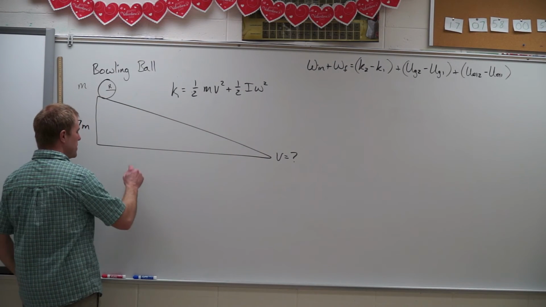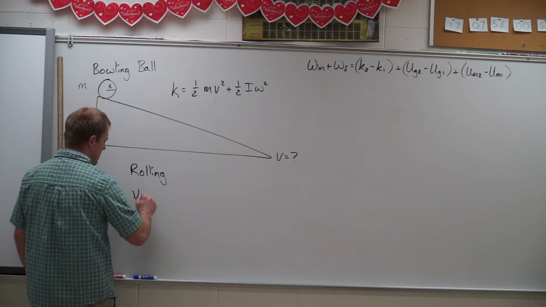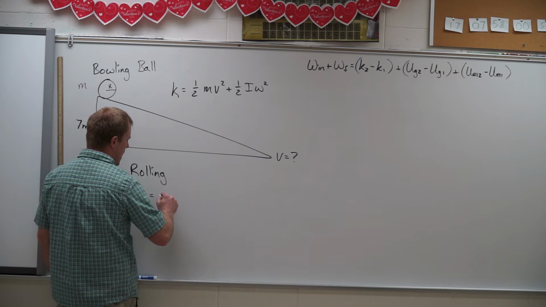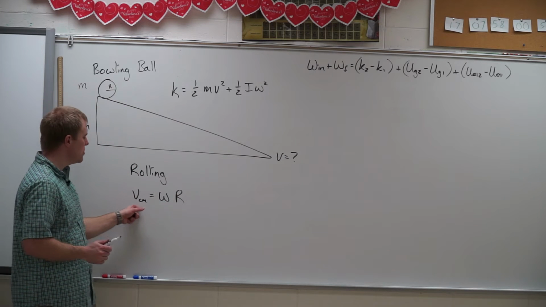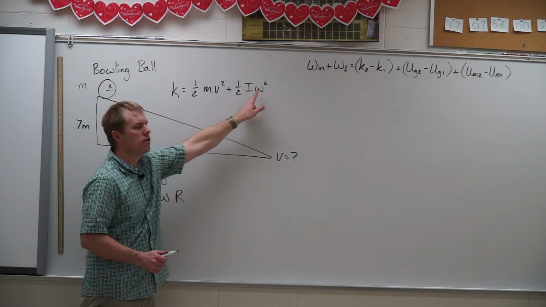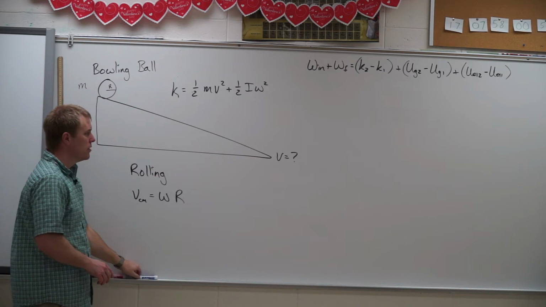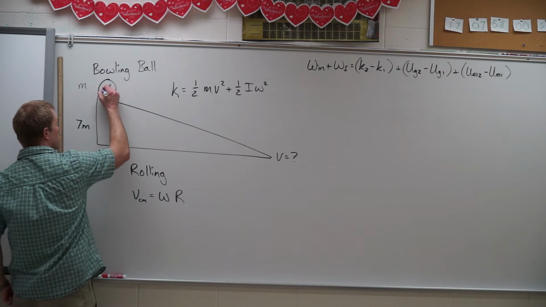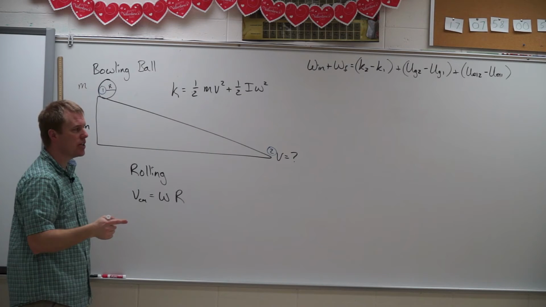Now, you'll remember when something's rolling, I do have a relationship between the velocity of the center of mass and the angular velocity of it. And so we're going to use this here to substitute in for omega when we solve this problem. So, energy problem. Starts at point 1, ends at point 2. I'm going to be using the work-kinetic energy theorem.